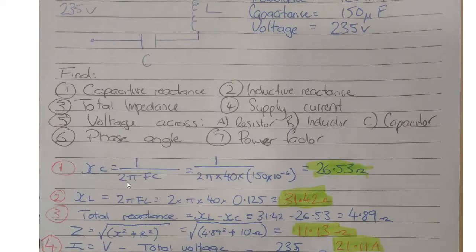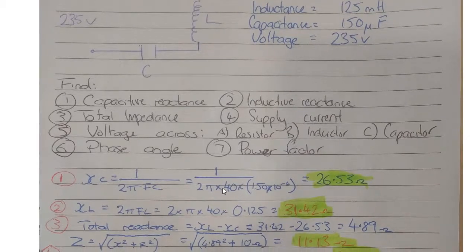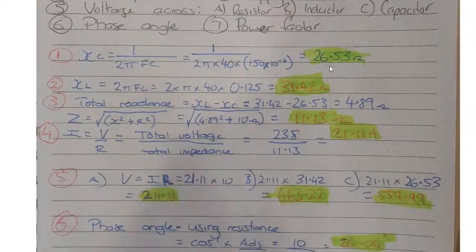First question, find the capacitive reactance. XC equals 1 over 2 pi FC. Substitute in the values that we know. Our F frequency was 40 hertz, and our C capacitance 150 microfarads, so that's 150 times 10 to the negative 6. Remember, I've got to convert my micros back to farads. 150 times 10 to the negative 6 equals 26.53 ohms.